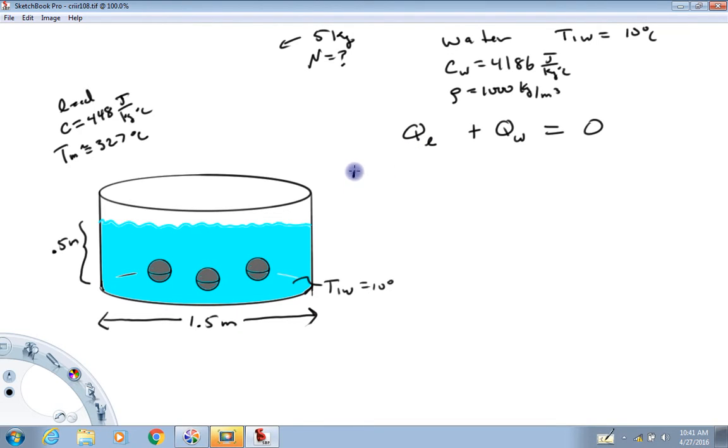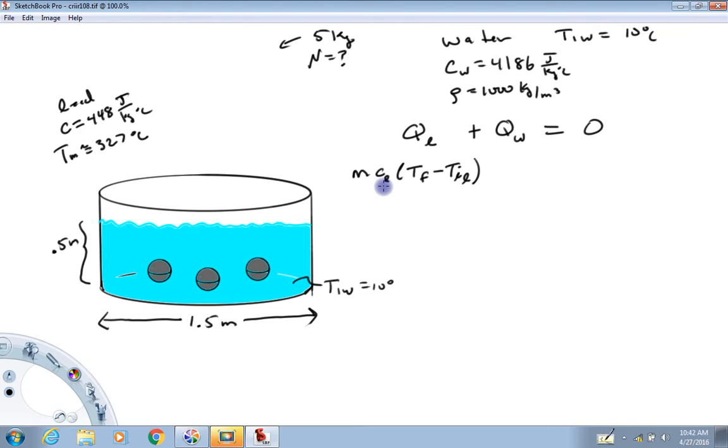So this term is going to be an MC delta T term. And delta T can be written T final minus T initial. I'm going to put initial with an L on it for initial temperature of the lead. All right, and that comes right from how specific heat is defined. This specific heat, by the way, is the specific heat of lead. I should put that in the equation.